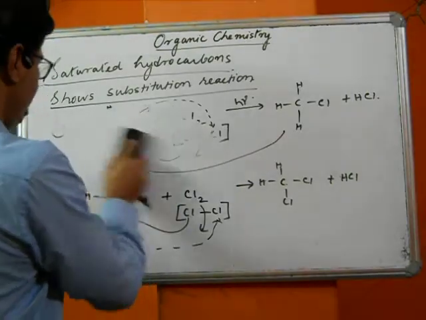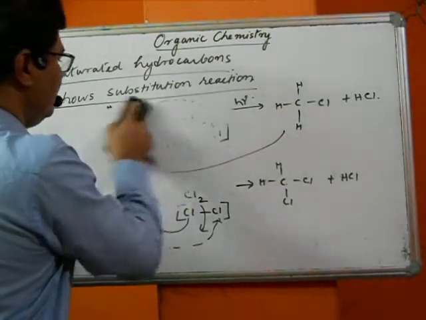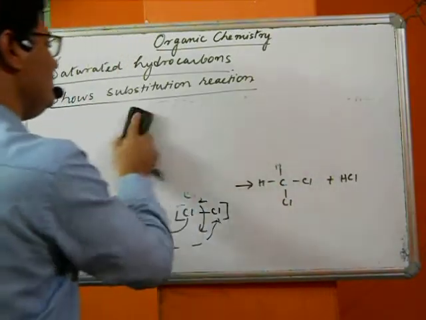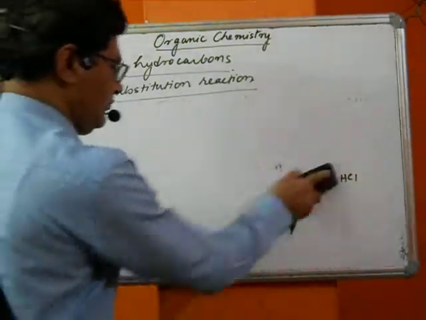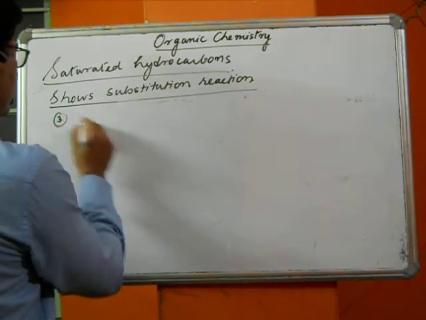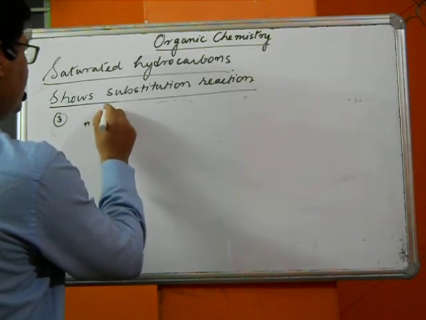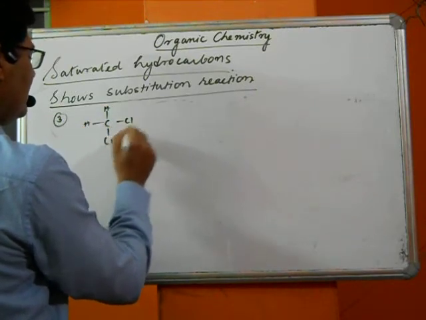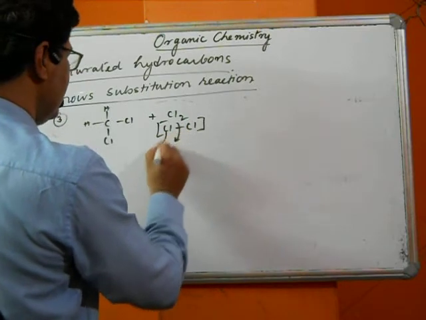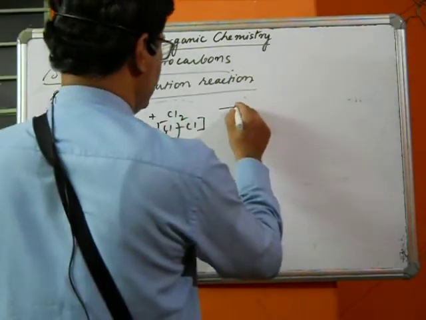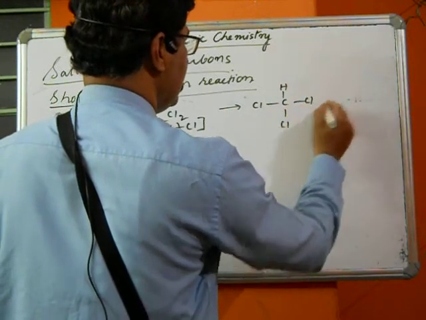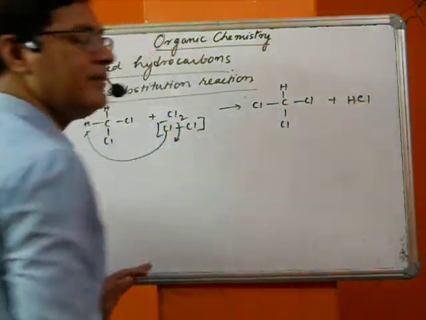In the third step, what happens? Hydrogen must be here, one chlorine is already replaced, another Cl2 comes, Cl-Cl, this breaks, this chlorine goes and attacks, this is pushed out, ultimately leading to the formation of Cl plus HCl. Got it?